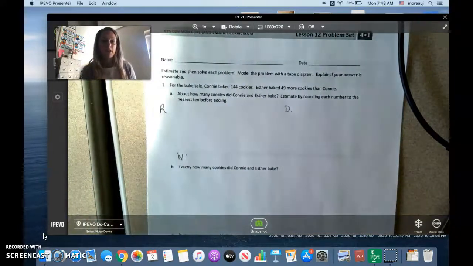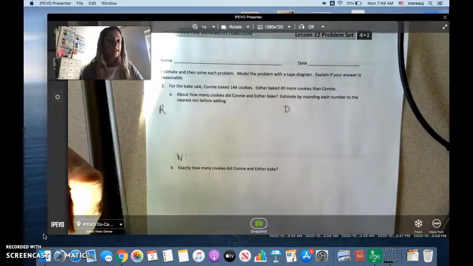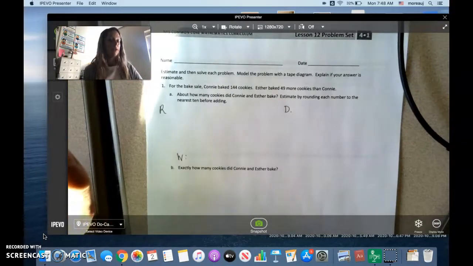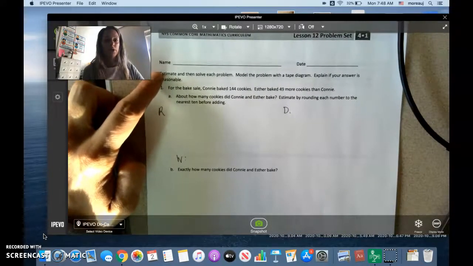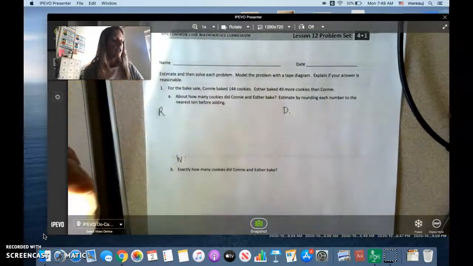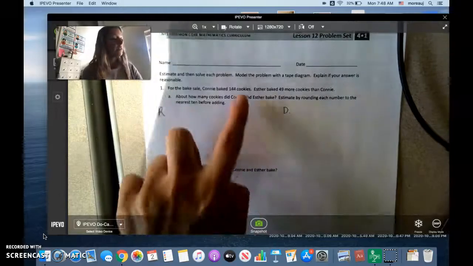So let's not make the mistake that a lot of 4th graders make and forget to read the directions. So first we want to read our directions. Estimate and then solve each problem. I know estimating means rounding to the largest value and then solve each problem. So I'm estimating first to make sure that my answer will make sense in the end.